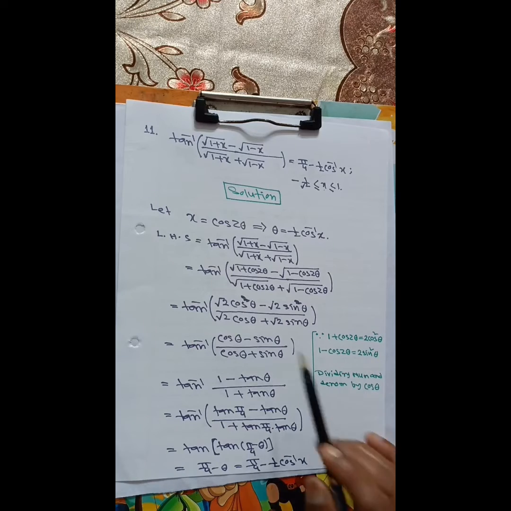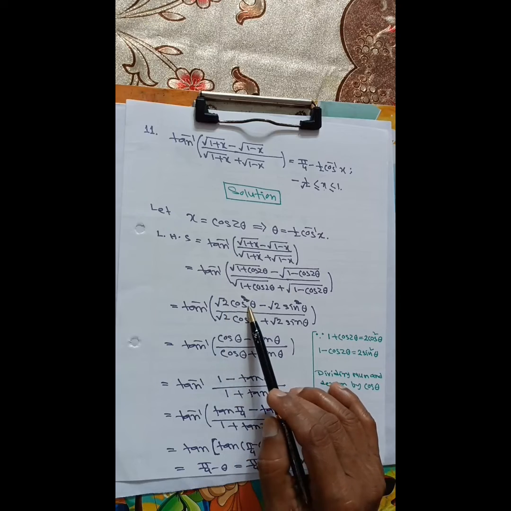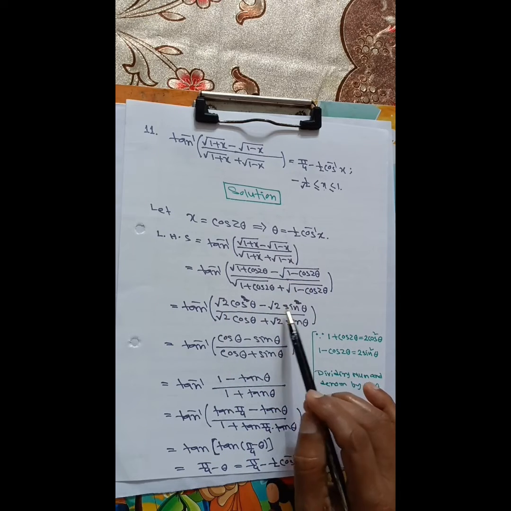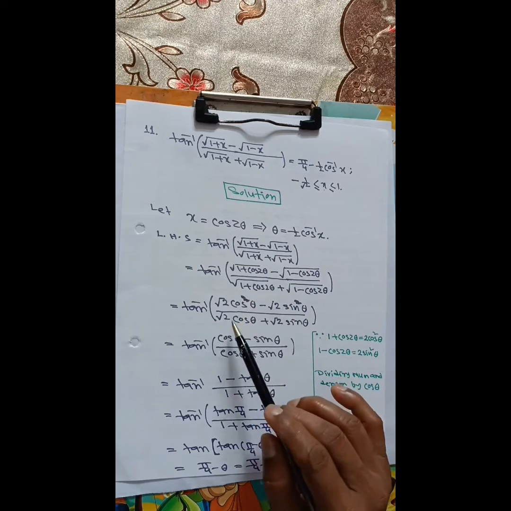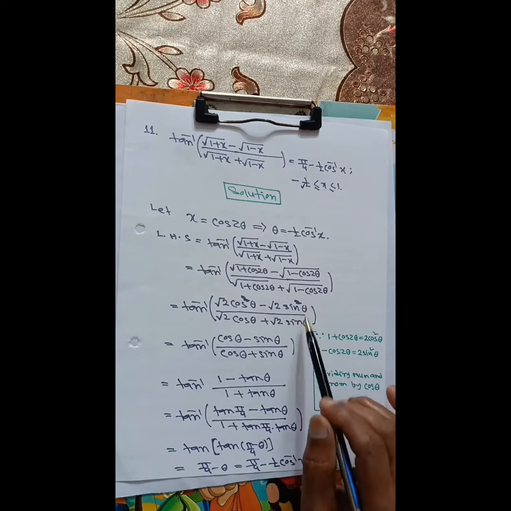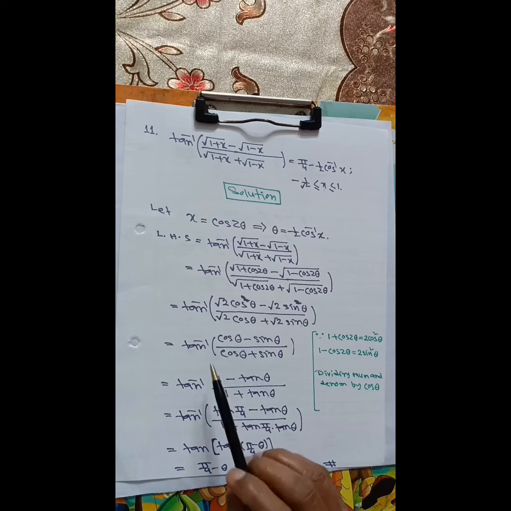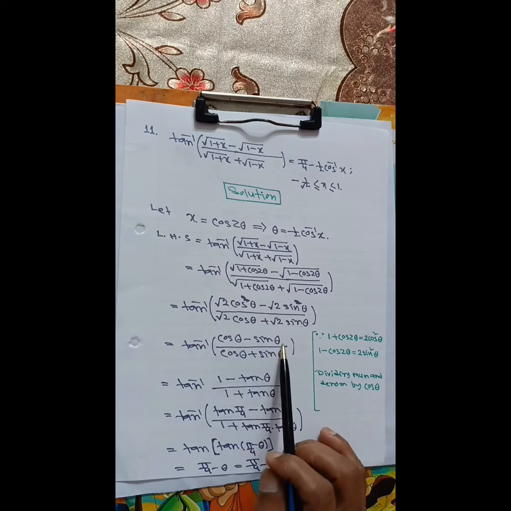Okay, so we get tan inverse, this equal to root 2 cos theta, this equal to root 2 sin theta, this equal to root 2 cos theta, plus this equal to root 2 sin theta. Using these two rules, after cancelling root 2 from numerator and denominator by taking common, now next step we get tan inverse of (cos theta minus sin theta) divided by (cos theta plus sin theta).